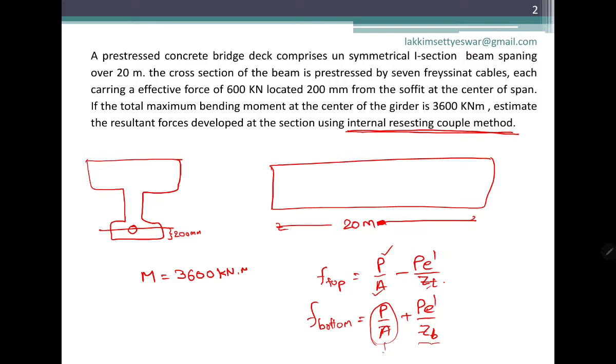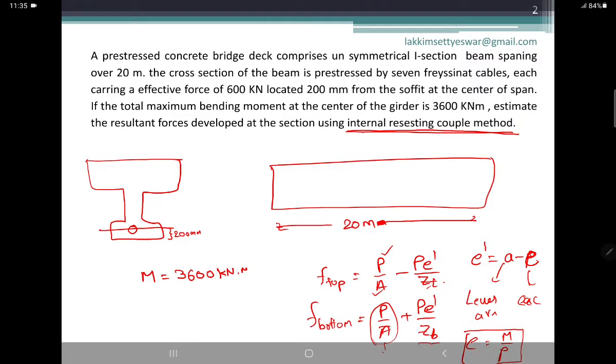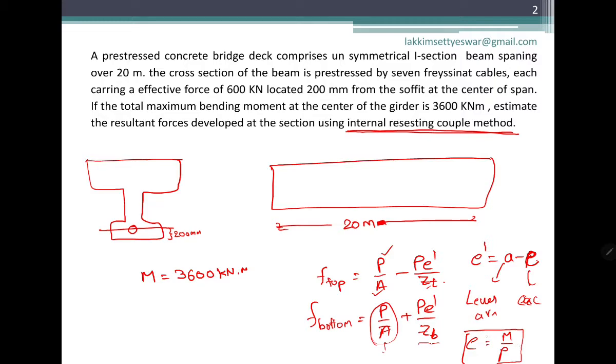E dash is the shifted pressure line distance. This can be calculated with the formula a minus e. Here a is the lever arm, and e is the eccentricity. The lever arm we can calculate using the formula M by P, moment divided by pre-stressing force. From that we can calculate a. So first let's calculate the sectional properties.